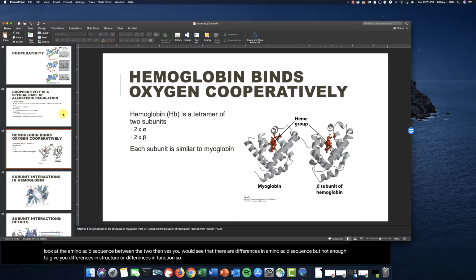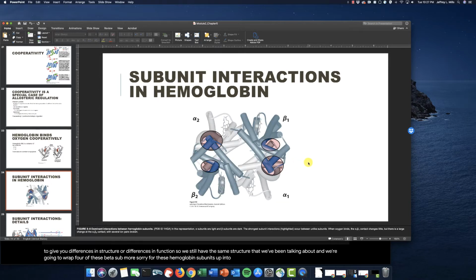So we still have the same structure that we've been talking about, and we're going to wrap 4 of these hemoglobin subunits up into quaternary structure, and we're going to make one functional hemoglobin complex.